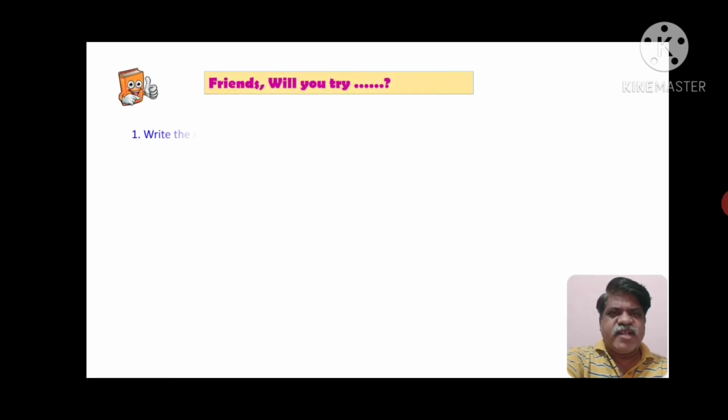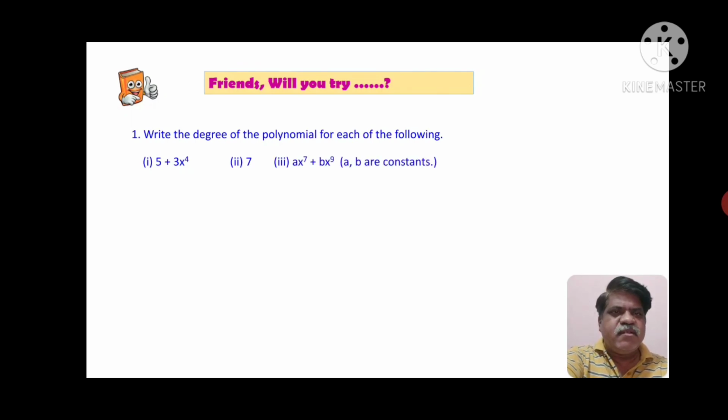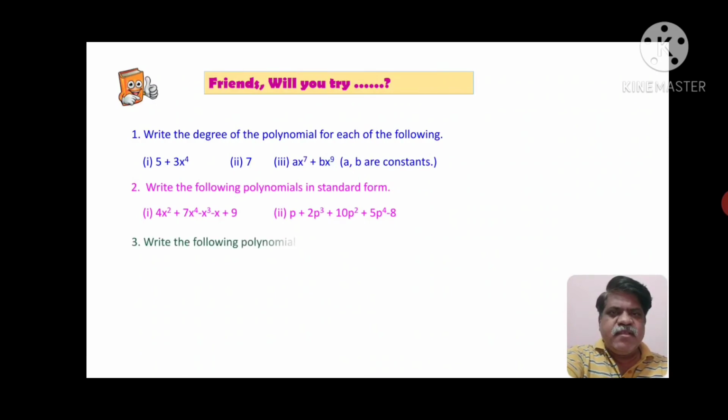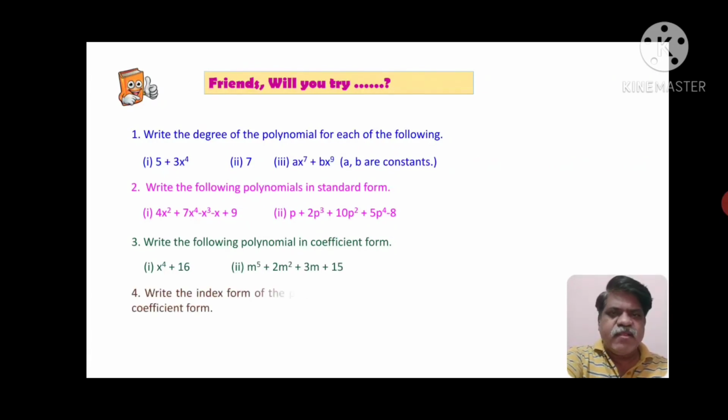So friends, will you try this? Write the degree of the polynomials for each of the following: 5 plus 3x square 7, and third was ax raised to 7 plus bx raised to 9, where a, b are constants. Write the following polynomials in the standard form: 4x square plus 7x raised to 4 minus x cube minus x plus 9, and the second is p plus 2p cube plus 10p raised to 2 plus 5p4 minus 8. Write the following polynomials in the coefficient form: x4 plus 16, and second is m5 plus 2m square plus 3m plus 15. Write the index form of the polynomials using variable x from its coefficient form.